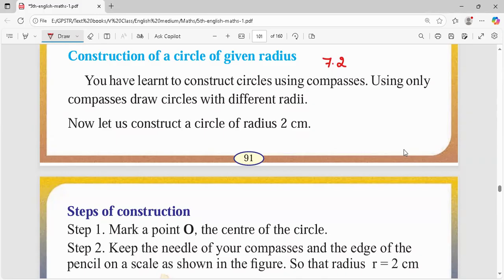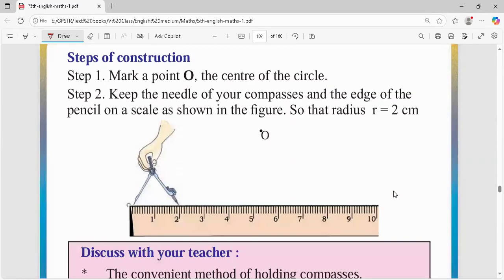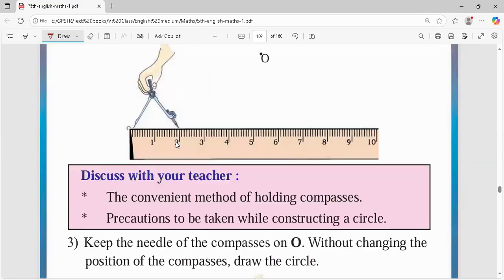Construction of a circle of a given radius. You have learned to construct a circle using compasses. Using only compasses, draw circles with different radii. Radii means plural. Now let us construct a circle of radius 2. This is a circle of radius 2.